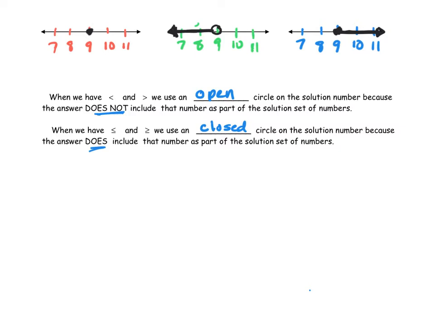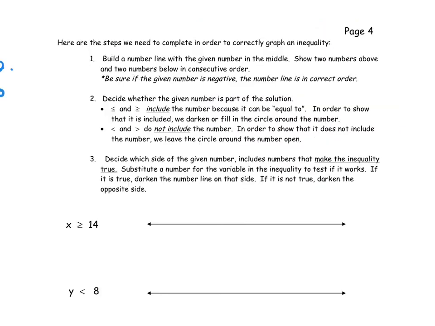Okay, so let's turn to the next page. All right, we're going to spend a little bit more time now graphing these inequalities. So here are the steps we need to complete in order to correctly graph an inequality. Step 1: we build a number line with a given number in the middle. We show 2 numbers above and 2 numbers below. You can show more if you prefer, and this is important, in consecutive order. It means one right after the other. Be sure that if the given number is negative, the number line is in the correct order.